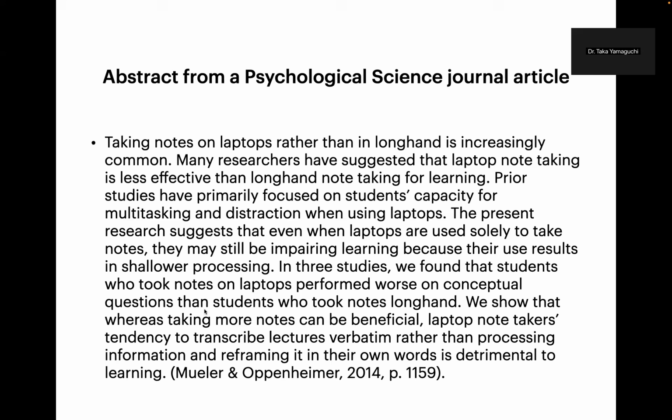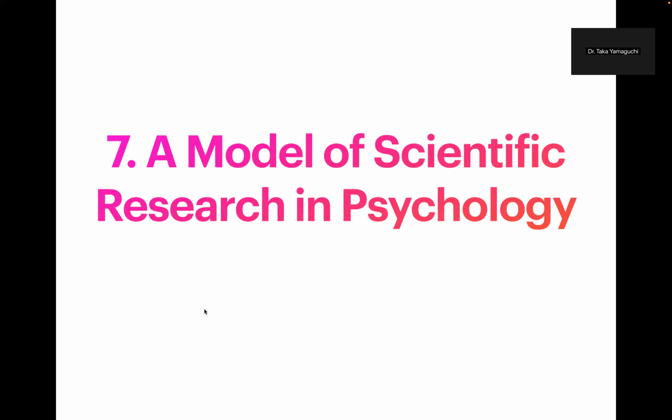Okay, so in this chapter, we will discuss the basic research process, including selecting a research topic, reviewing existing literature, refining the research question and forming a hypothesis, designing and executing a study, analyzing that data, drawing conclusions, and reporting findings. First section, a model of scientific research in psychology.